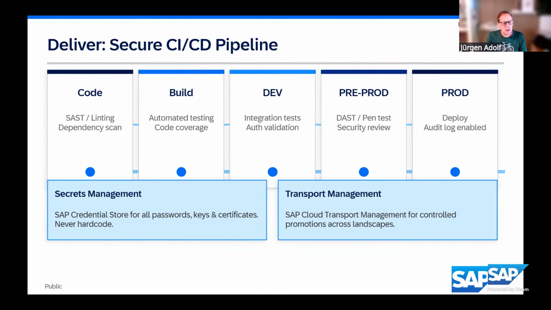And 2 additional practices are critical: secrets management. So never hardcode credentials. Use the SAP Credential Store we spoke about for all the passwords and certificates. And transport management. So use the SAP Cloud Transport Management for the controlled and auditable promotions across your system landscape. So to have it controlled. With SAP Continuous Integration and Delivery, that's the service that orchestrates all of this in BTP if you use it.